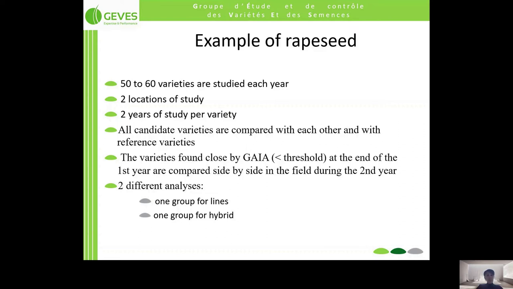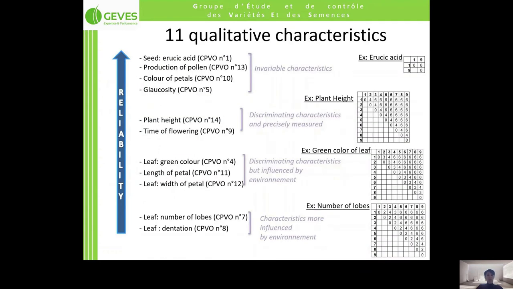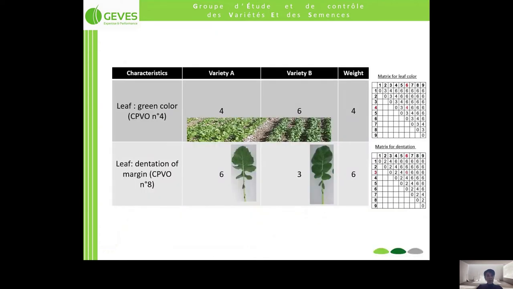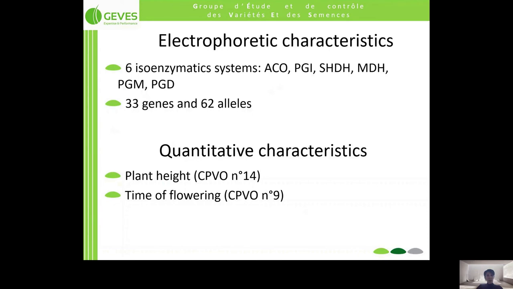And there are two different analyses with Gaia software, one group for lines and another group for hybrids. Here are the 11 qualitative characteristics used. On the slide, they are grouped according to their reliability. The more reliable the characteristic is, the more important the weight associated to it. And here are pictures to illustrate the weighting matrix. This is a matrix which stores the weighting for each characteristic. And you also have electrophoretic characteristics used, and also two quantitative characteristics.